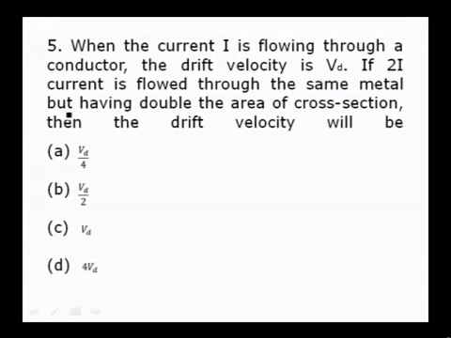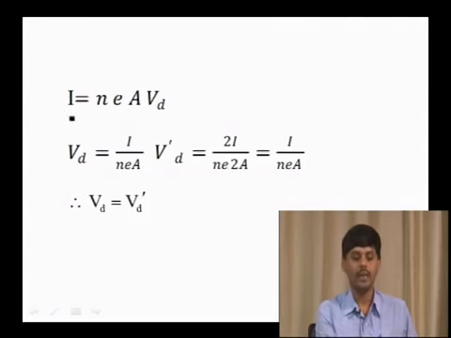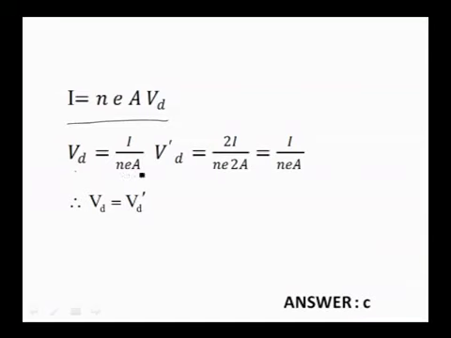Question number 5. When current I is flowing through a conductor, the drift velocity is Vd. If 2I current is flowing through the same metal but with double the area of cross section, then the drift velocity will be: option A, Vd by 4; option B, Vd by 2; option C, Vd; option D, 4Vd. For the solution, we have the expression current is equal to n e A Vd. Rearranging this equation, drift velocity is equal to I divided by n e A.